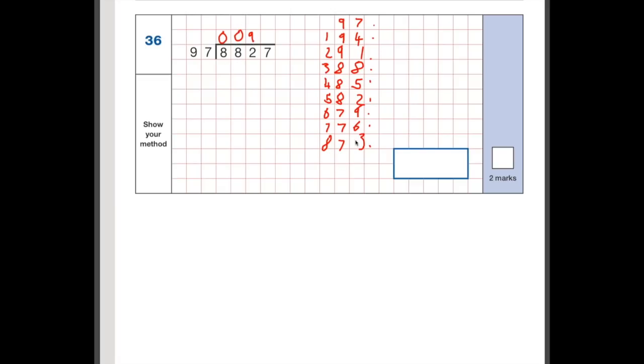And what we've got left is 9. So 9 goes in there, and obviously how many 97s are in 97 is 1. So our answer is 91.